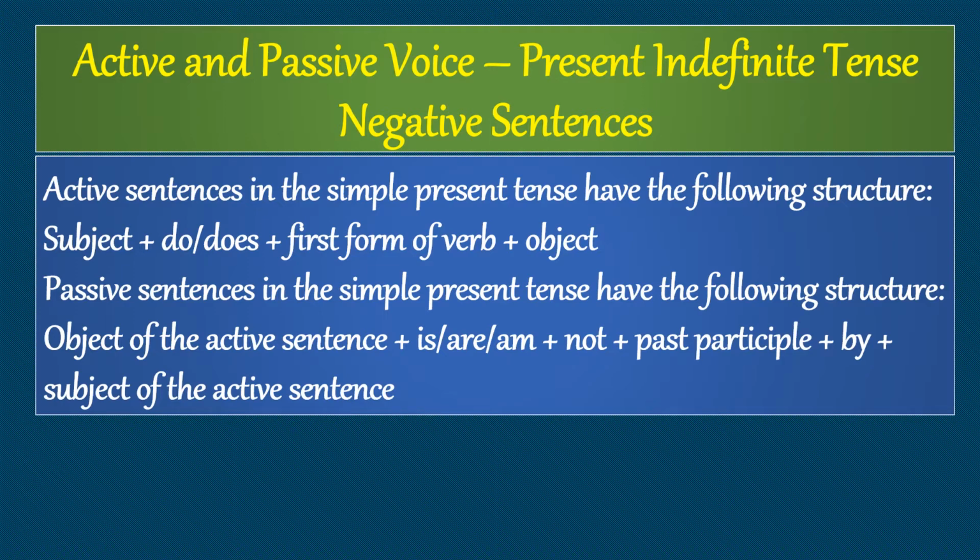In negative sentences, the structure for active form would be subject plus do or does plus not plus first form of verb plus object. And in passive form, the structure would be object of the active sentence plus is, are, am, plus not, plus past participle, plus by, and subject of the active sentence.